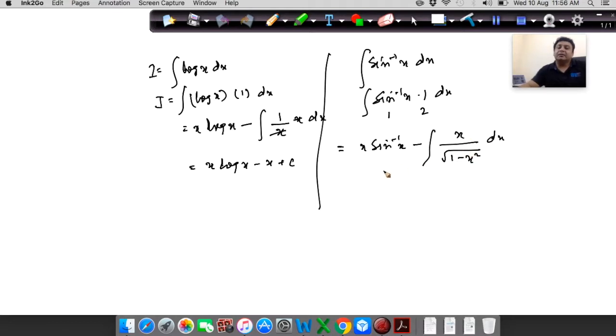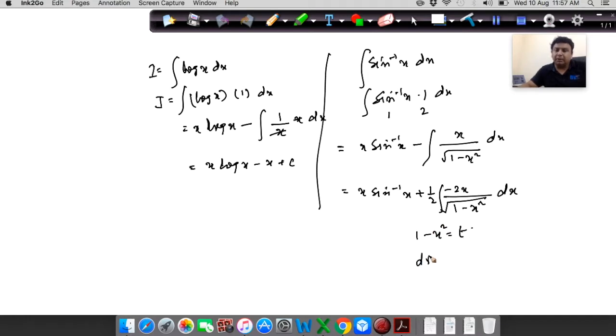So this is what? This is linear upon root quadratic. So you can create the differentiation on top, of x, create minus 2x. So I write a plus half outside and balance with minus 2x upon root 1 minus x square. Fine. So what? We have its derivative created on top. We'll take 1 minus x square equals t. So dt will be equal to minus 2x dx, which I have already. So dt upon root t, etc.